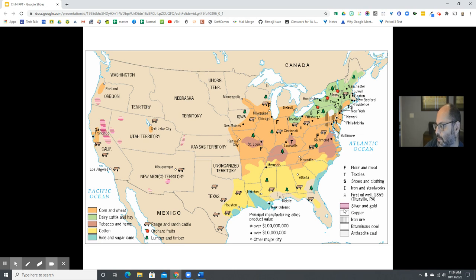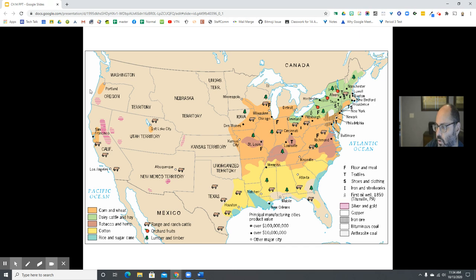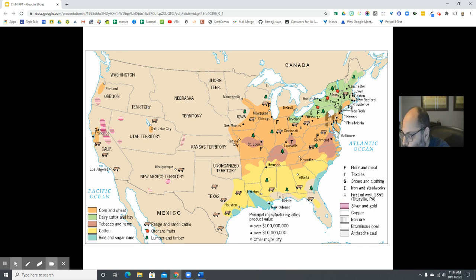And then you get these other things that are interesting to take a look at, like iron ore, more in upper New Jersey, in the far Northeast, and then the silver and gold out in the West. And this area is coal, so that's in Pennsylvania. And then anthracite coal is a little bit grayer. I think actually that's what that is. Yeah. So you get a sense of the way that all these societies are connected.